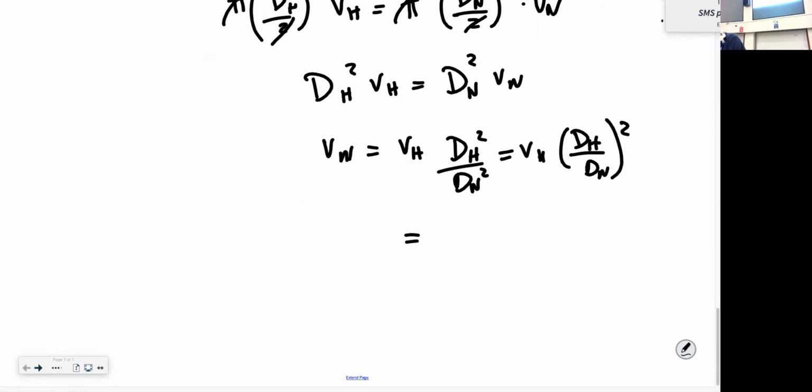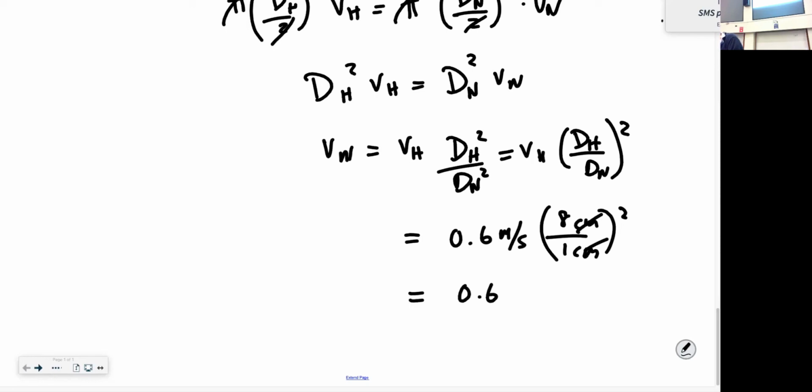So this becomes, we're going to plug in some numbers, 0.6 meters per second times 8 centimeters divided by 1 centimeter, quantity squared. Centimeters cancel out. 8 squared is 64. Moving the water from an 8 centimeter diameter hose down to a 1 centimeter diameter nozzle gives you a velocity increase of 1 over d squared. That's going to be a factor of 64 in the velocity. This is a large effect. 8.4 meters per second. And that stream is going to shoot a lot further than the one that was just coming out of the original hose.